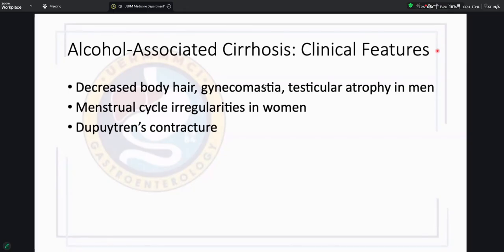Patients with alcohol-associated cirrhosis are more prone to Dupuytren's contracture. Alcohol causes microvascular injury to the palmar fascia because acetaldehyde and oxidative stress activate fibroblasts, which cause excess collagen. The result is a thickened palmar fascia with nodules, and it leads to a fixed flexion deformity known as Dupuytren's contracture.